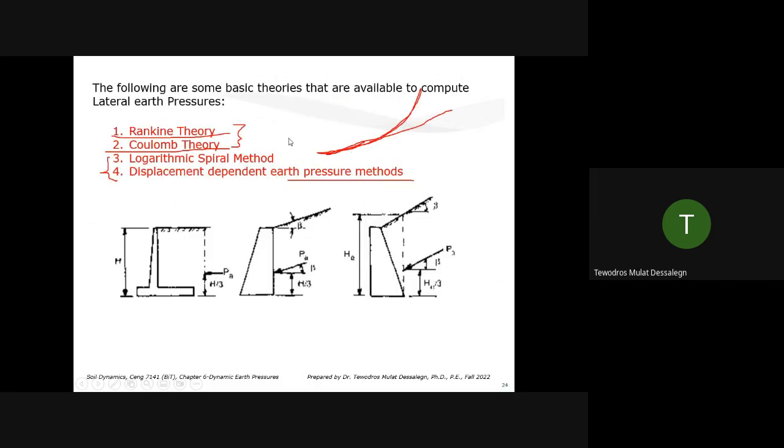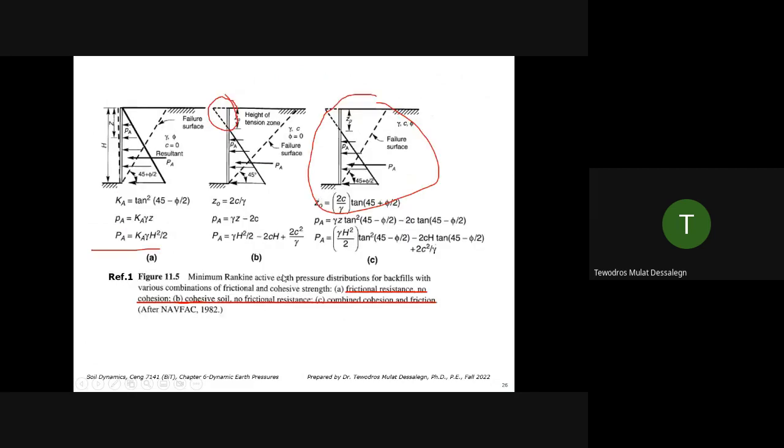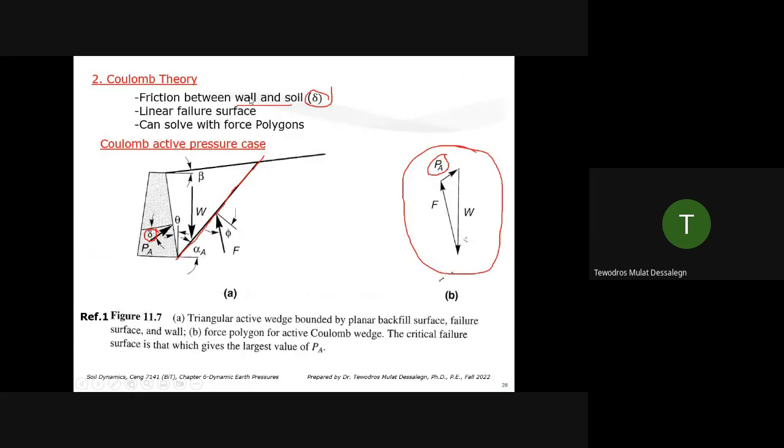So I'll run quickly through it. You're familiar with the Rankine theory, Coulomb theory, and we also have the logarithmic spiral method and displacement dependent earth pressure method for static analysis. So these are the equations for Rankine theory earth pressure for the active case and then the passive case. And for Coulomb theory, the main difference is you have friction between wall and soil considered. Otherwise, it has a linear failure surface. And maybe another difference is Coulomb uses a force polygon to calculate the passive and active pressures.